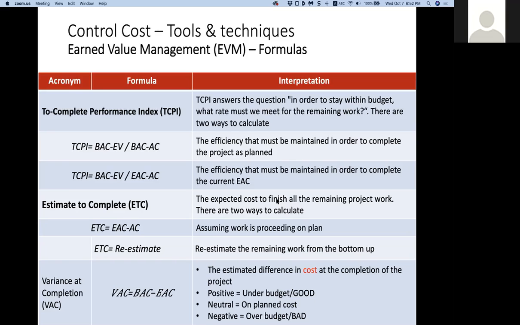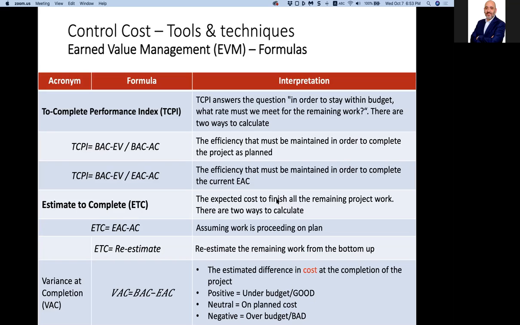But now you'll see it clarified more in the recap we'll do. The to complete performance index answers the question: in order to stay within budget, what rate do we need to meet for the remaining work? We are left with the budget at completion. How should we have our progress rate? There are two ways to calculate the efficiency that must be maintained in order to complete the project as planned, or the efficiency that must be maintained in order to meet the new estimate at completion, because the budget at completion no longer holds for some reason.